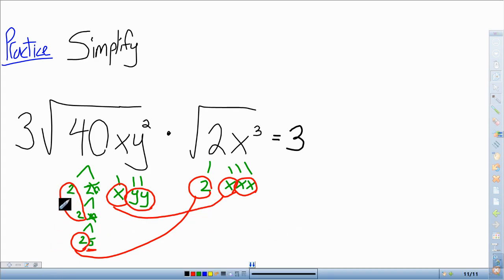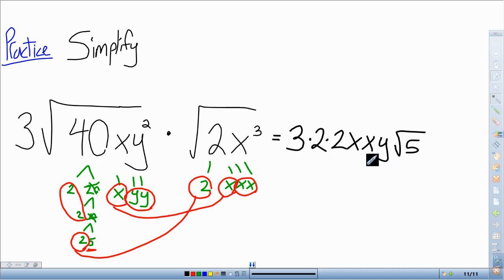Starting with the numbers, pair of twos means a two comes out. Another pair of twos means another two comes out. When we deal with variables, we want to deal with them alphabetically. So let's first start with our x's. We have this pair of x's and x. We have another pair of x's. We have a pair of y's. And looking through, the only thing that's staying in the radical is this 5. So don't forget square root of 5 here.